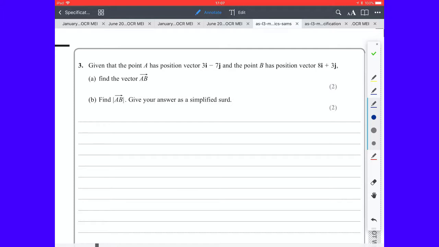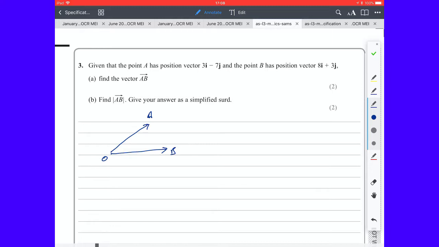Question 3. Given that the point A has position vector 3i minus 7j and the point B has position vector 8i plus 3j, find the vector AB. Well, let's have a diagram. We've got 2 points, A and B, and we've got their position vectors. And we're trying to find the vector AB.